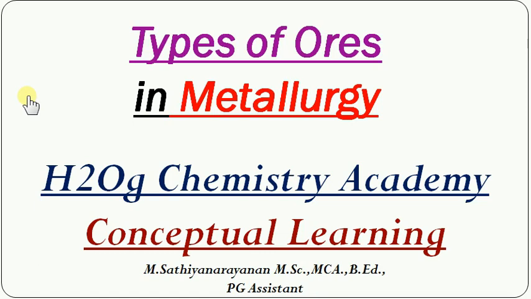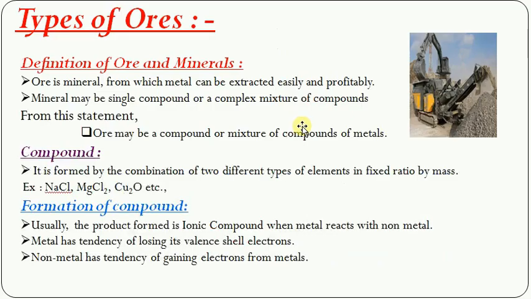In this video, we are going to learn a topic called type of ores in metallurgy. Before we say what the types of ore are, we should know what an ore is. We will see the definition of ore and mineral first. Ore is a mineral from which metal can be extracted easily, profitably and economically. So ore is a mineral.